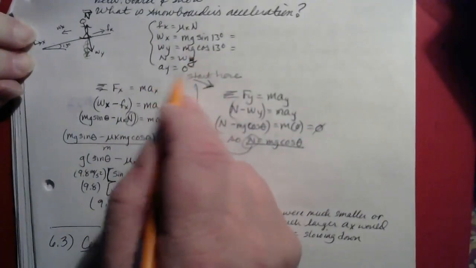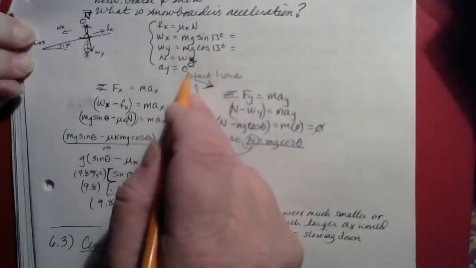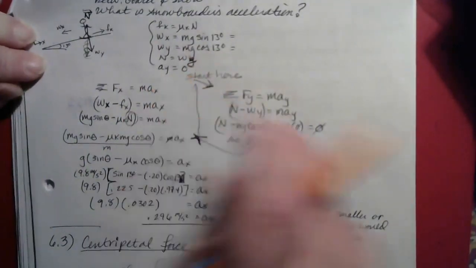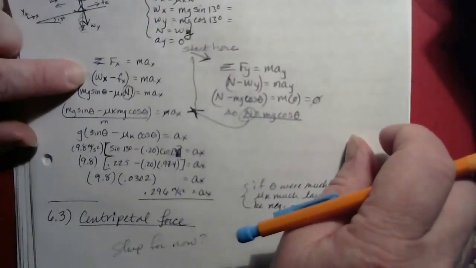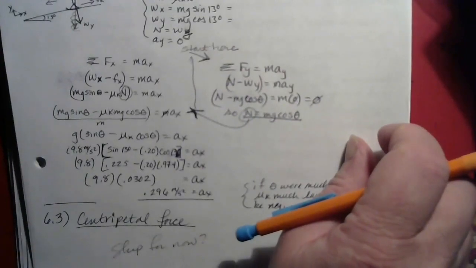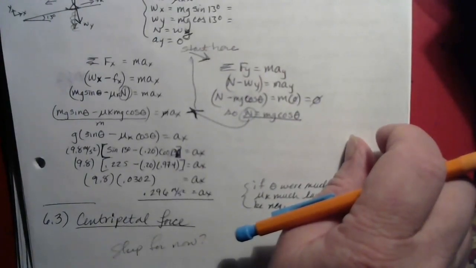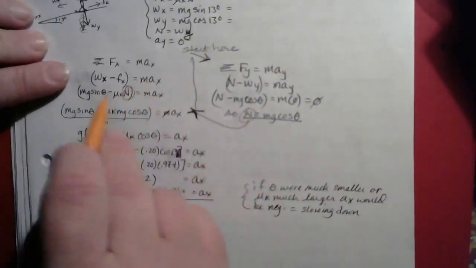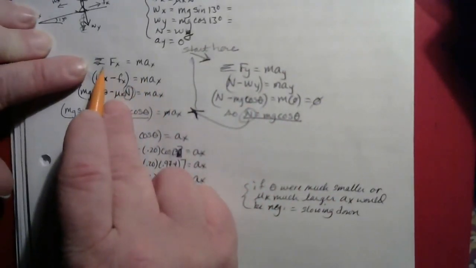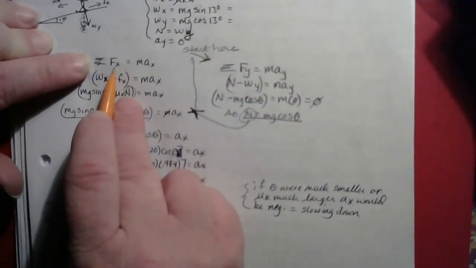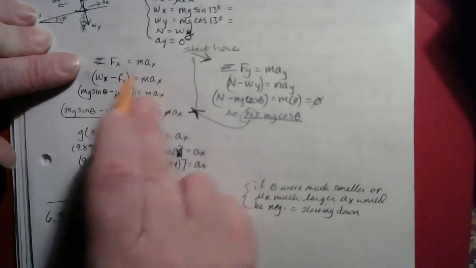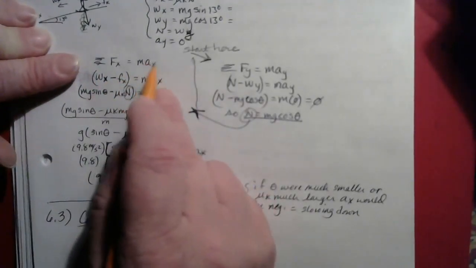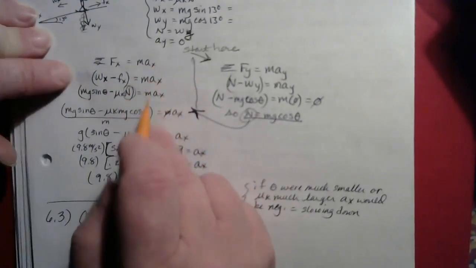And also, we know that acceleration in the y direction is 0. In order to look at this situation, we're going to want to look at the sum total of the forces in both the x and y directions. And so we can lay out the total of all of the forces in the x direction would be equal to the mass of the snowboarder and the board times the acceleration in the x direction.